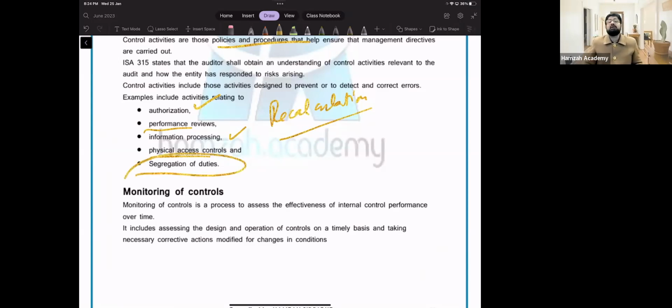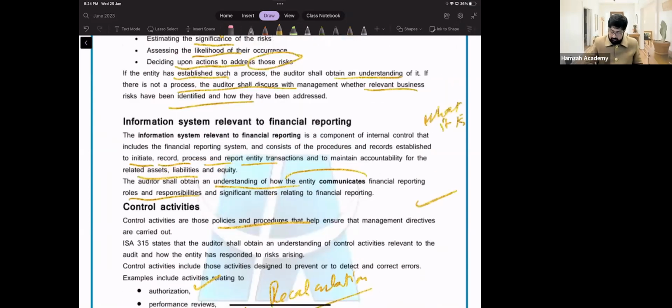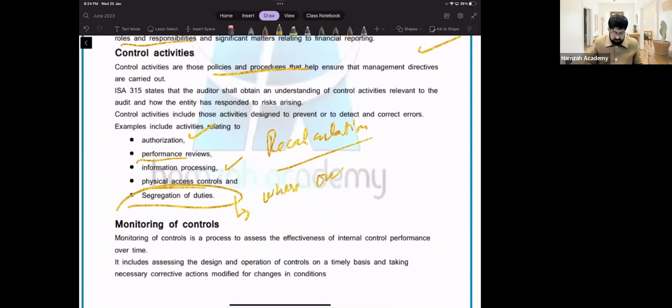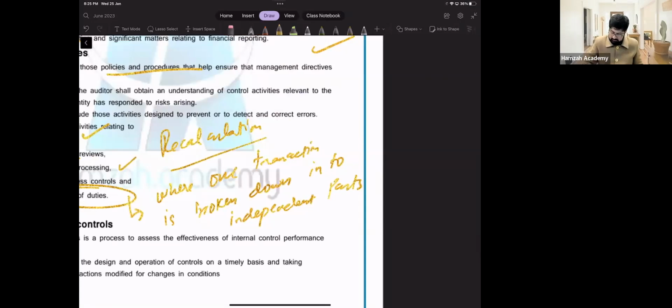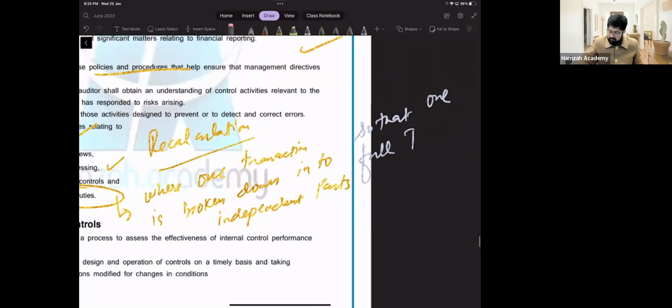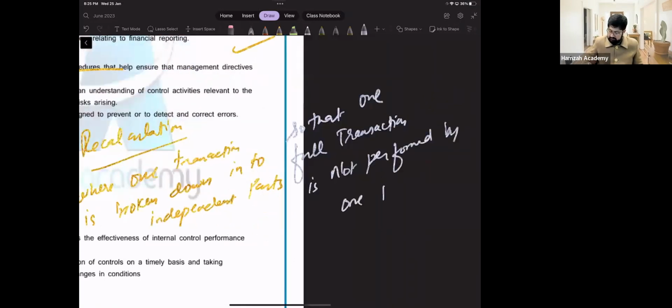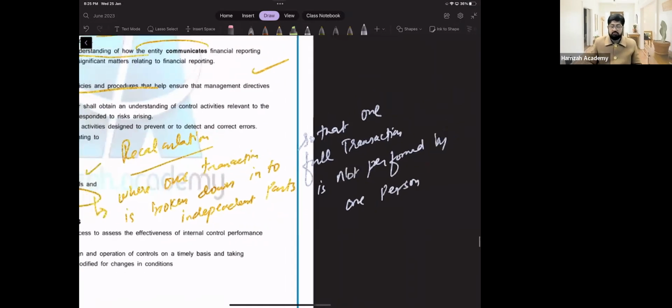What is it? Segregation of duties is where one transaction is broken down into independent parts so that one full transaction is not performed by one person. It's called segregation of duties.